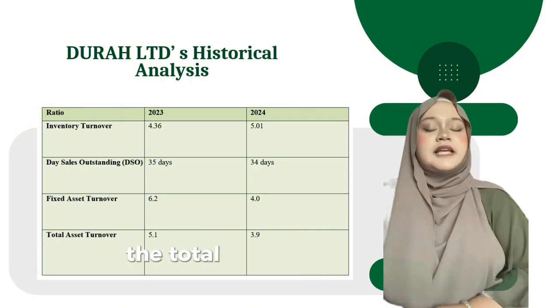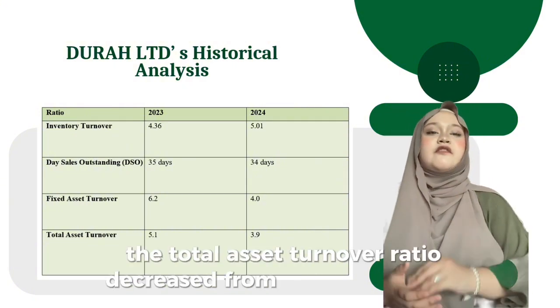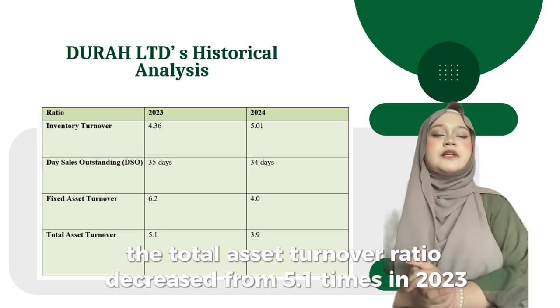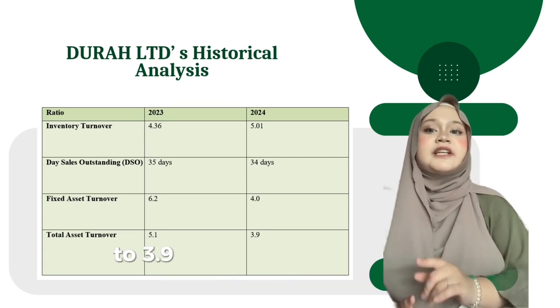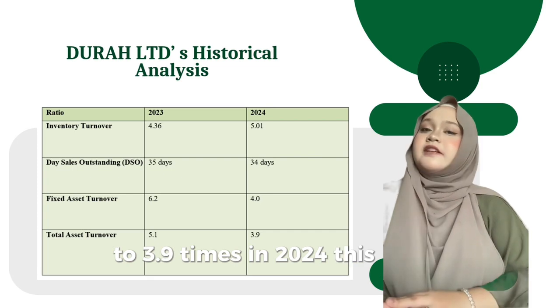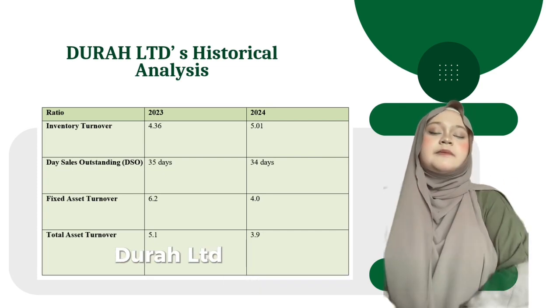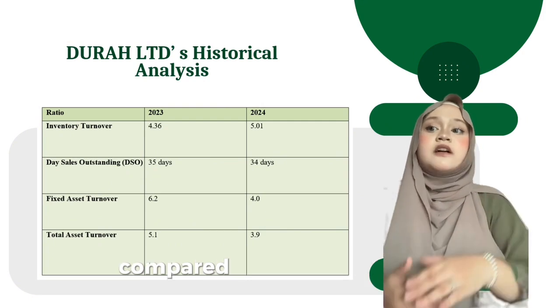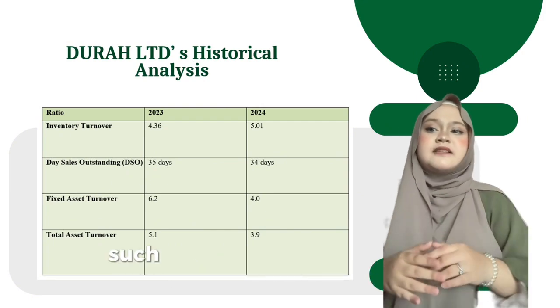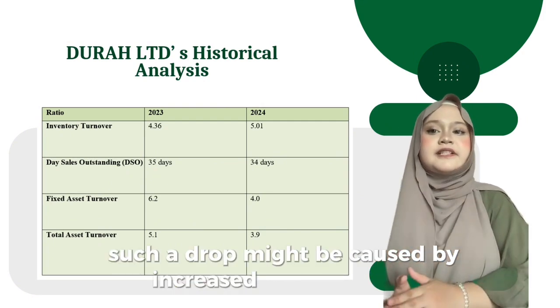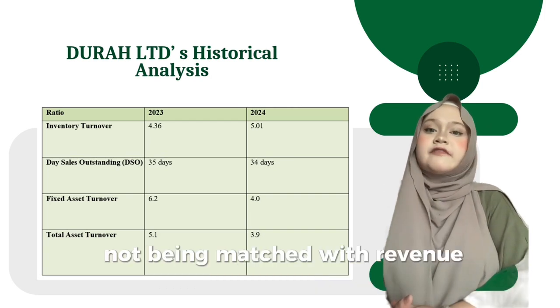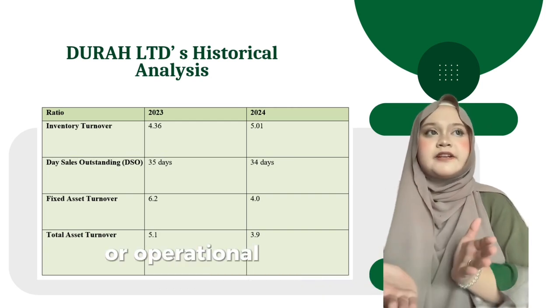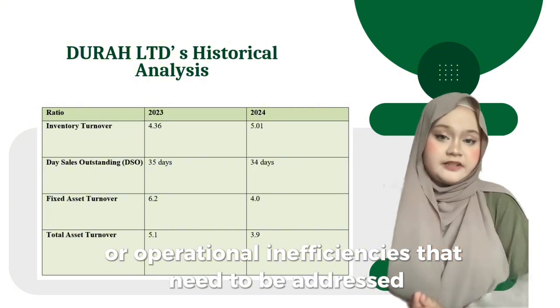Similarly, the total asset turnover ratio decreased from 5.1 times in 2023 to 3.9 times in 2024. This means that overall, Durrah Limited used its total assets less efficiently in 2024 compared to the previous year. Such a drop might be caused by increased asset holdings not being matched with revenue growth or operational inefficiencies that need to be addressed.